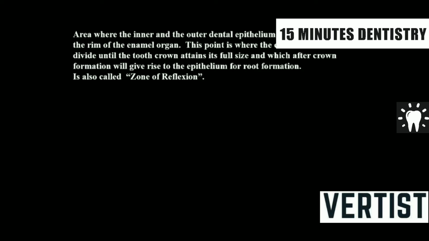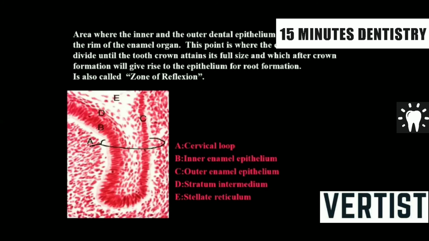So next is the cervical loop. What is the cervical loop? The area where the inner and the outer dental epithelium meet at the rim of the enamel organ is called the cervical loop. And this is the point where the cells will continue to divide until the tooth crown attains full size, and which after crown formation will give rise to epithelium for root formation, and it is called the zone of reflection. So the cervical loop is nothing but where the inner and the outer enamel epithelium meet.